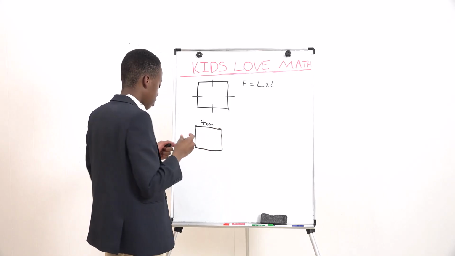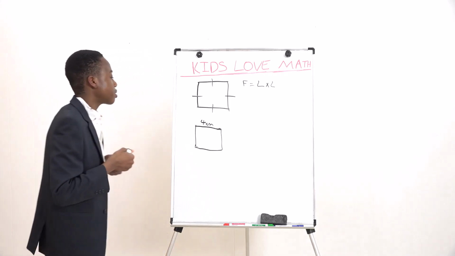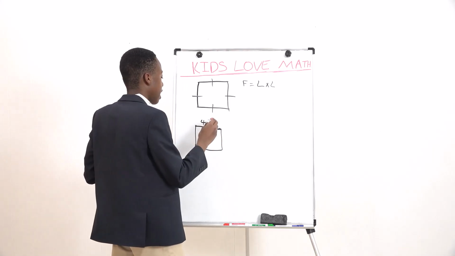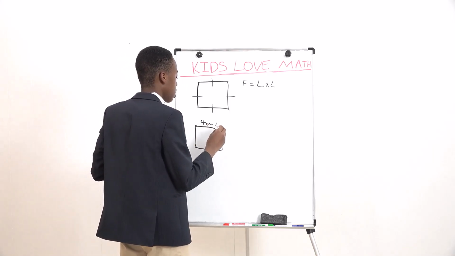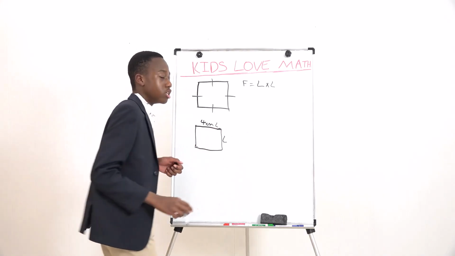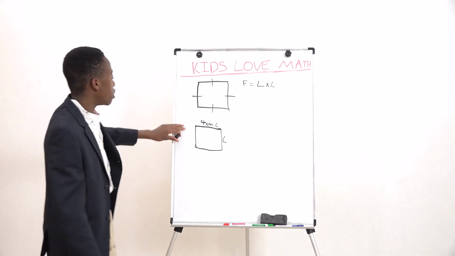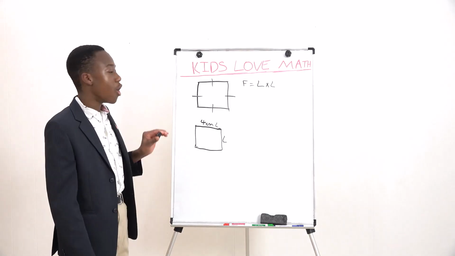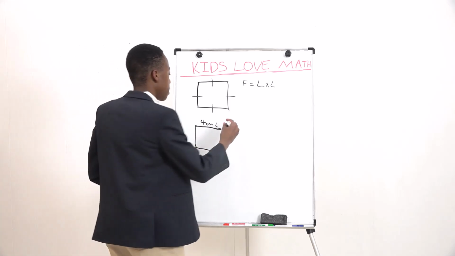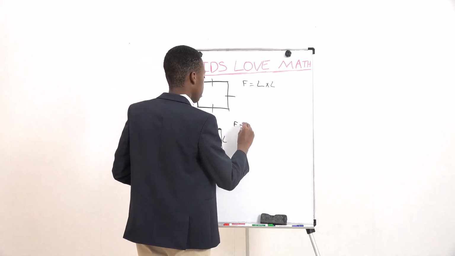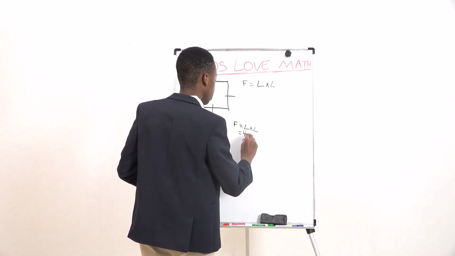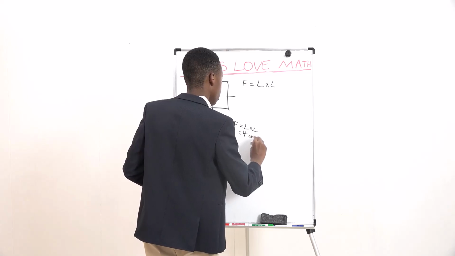What is the area of this square? Well, we know that the formula for the square is length times length, so length times side length. It's the same thing. We already know that everywhere is 4 centimeters. So we put the formula in, we multiply it, and we put 4 centimeters times 4 centimeters.